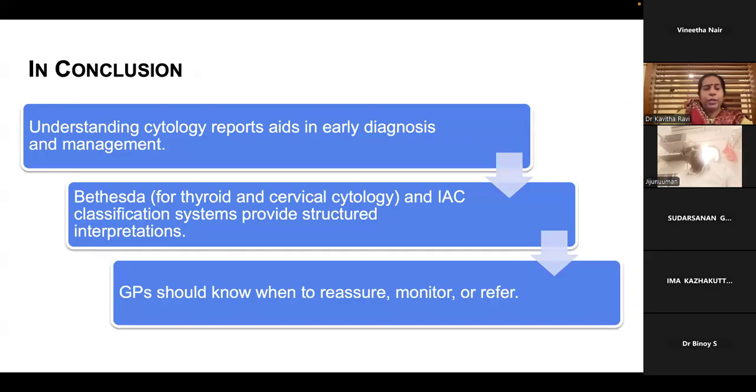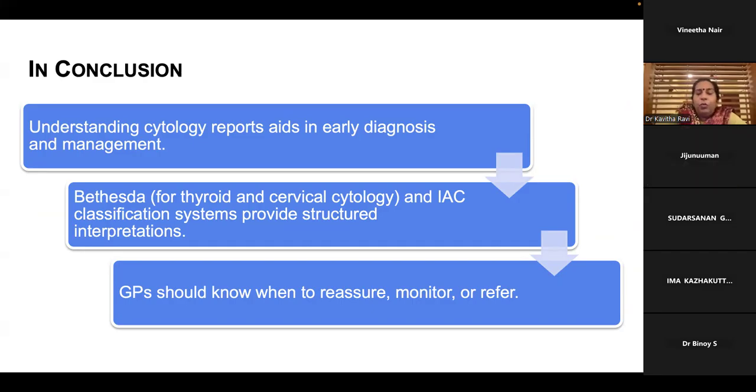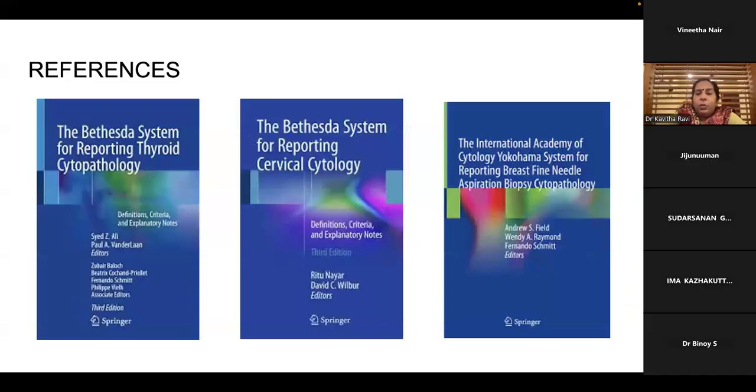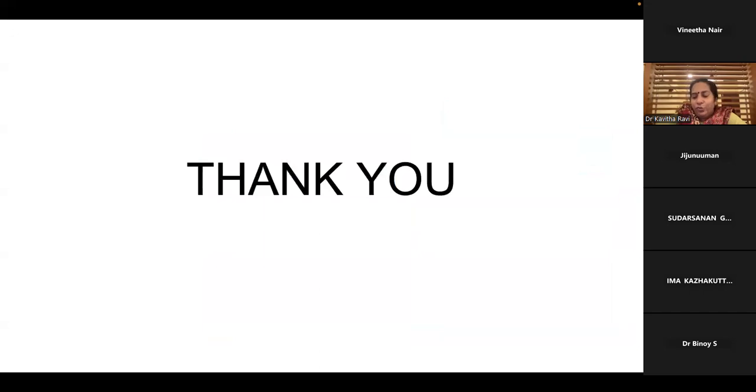So in conclusion, understanding the cytology reports aids in early diagnosis and management. The Bethesda system for thyroid and cervical cytology and the IAC classification systems provide structured interpretations. And all the general practitioners should know when to reassure, when to monitor, or when to refer the patient to a specialist. So these are my references: the Bethesda system for thyroid, for cervical cytology, and the Yokohama for breast. Thank you for your patient listening.